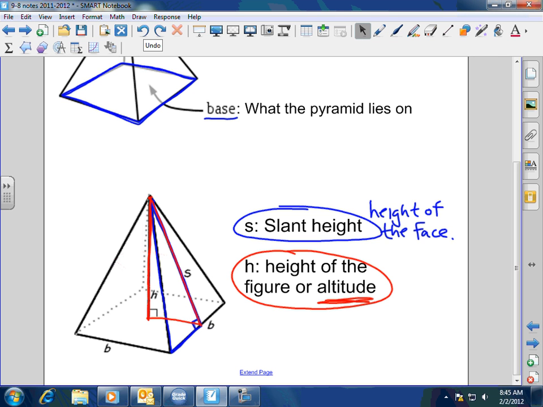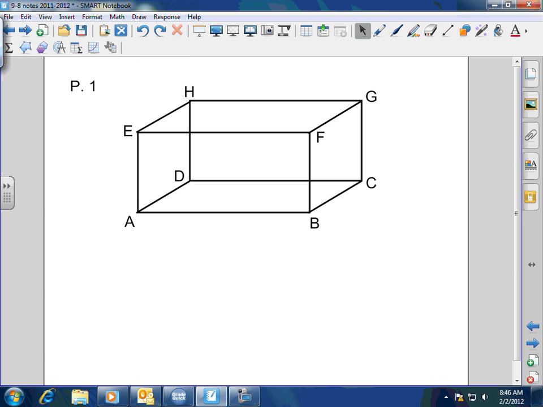Okay? Yes, sir. Would the faces be isosceles? Yes, sir, they would. Absolutely, my brother. Great question. Does that make sense, gentlemen? Let's get to actually working some problems, and then that may make it a little bit easier, okay? Because right now it's very theoretical. Let's see how it works.